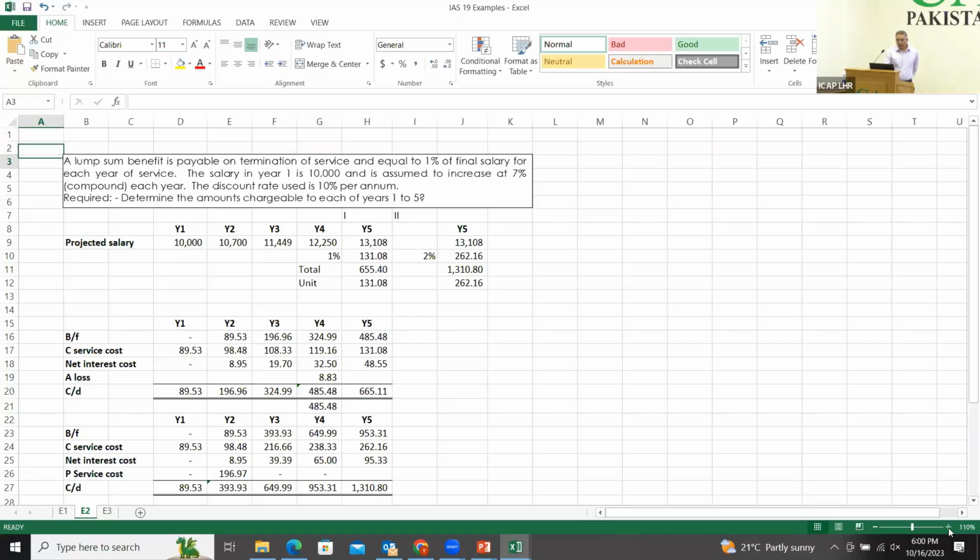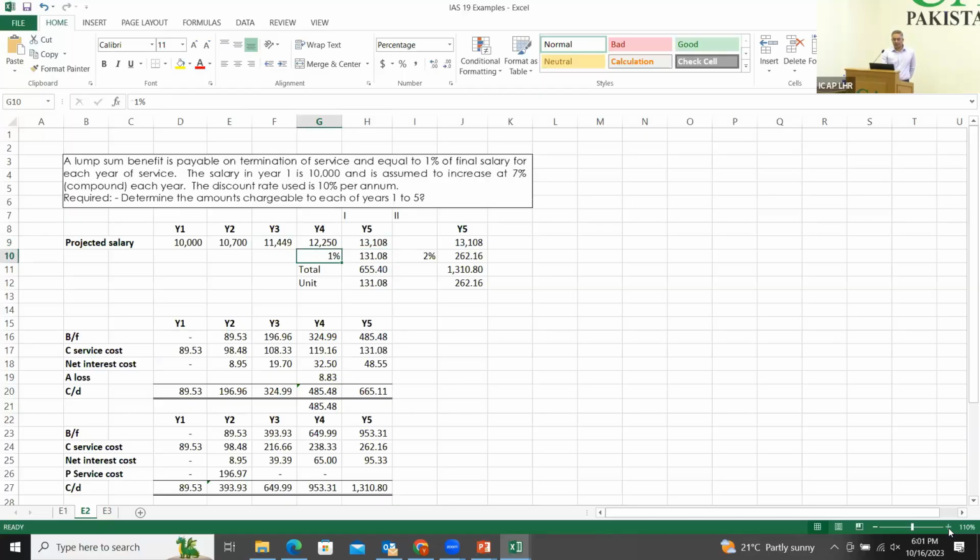So IAS 19 basically requires that defined benefit plan should be accounted for under projected unit credit method. So what is projected unit credit method? This is year 1 salary. This is year 2 increased with 7% increment. Year 3, year 4, year 5, and it will be the final salary 13,108, and 1% of this is 131. So employee will be given 131 for each year of his service.